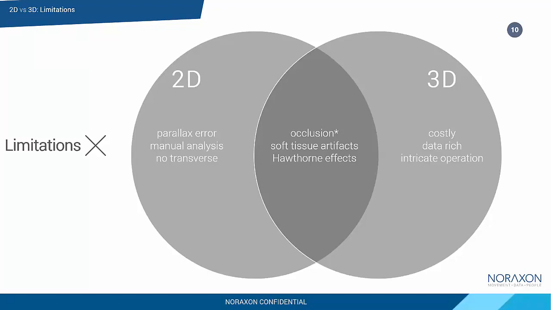And then finally, there's no transverse information. So as we've discussed, you don't have that third plane. And capturing the rotational information is going to be paramount if you really want to go into detail about how somebody is moving.